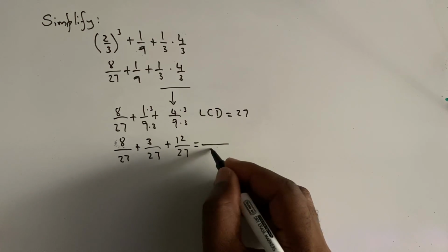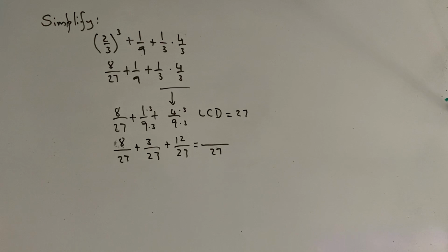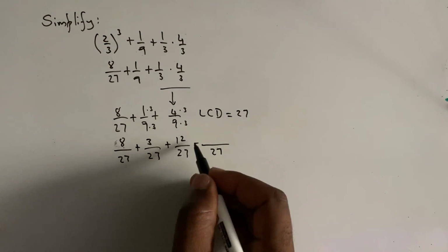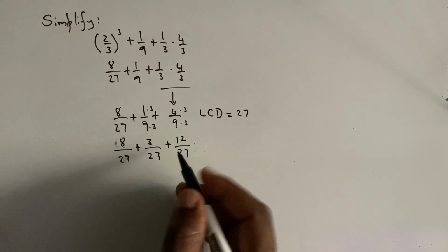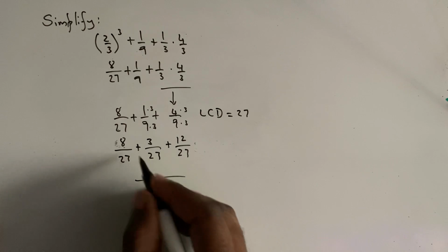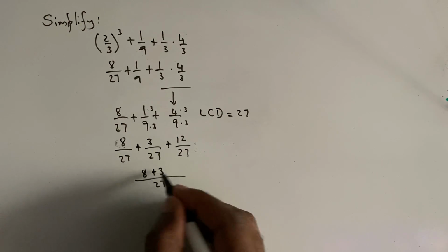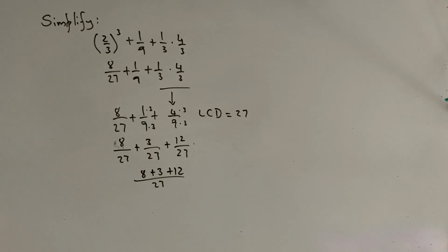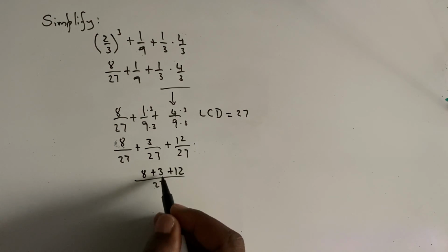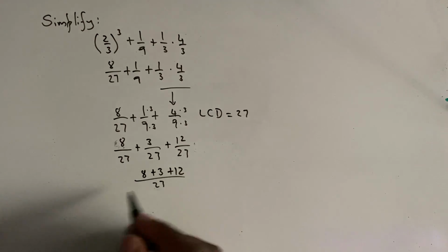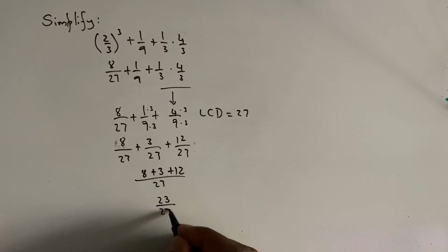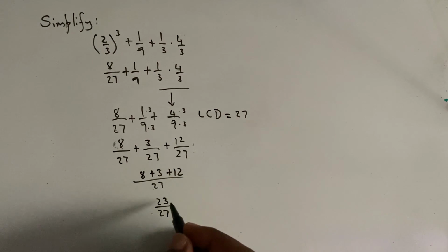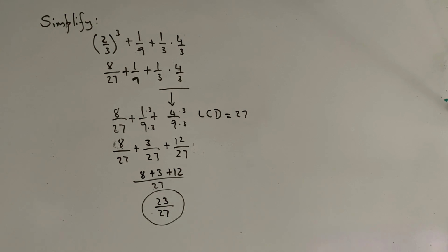So on the bottom, you keep the denominator, which is 27. Then the top part, you just add. Let me put it down here so I don't confuse anybody. 27 on the bottom, and on the top, it's just 8 plus 3 plus 12. Then what's 8 plus 3 plus 12? That's 23, right? This is 23 over the denominator, which is 27. So 23 over 27. This is your answer. So this is how you simplify something like this.